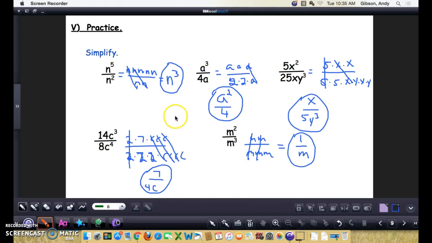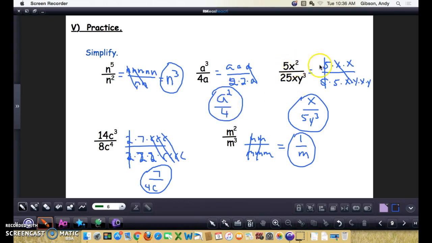Okay, how did you do? A to the third over 4a is a times a times a over 2 times 2 times a. Numbers can't cancel with anything, so the 4 stays on the bottom. I have 3 a's on top, 1 on the bottom. I can cancel out 1, so I'm left with 2 a's up top. So a to the second over 4.